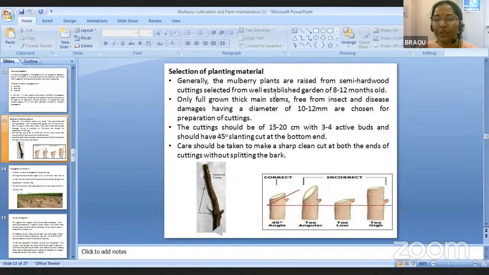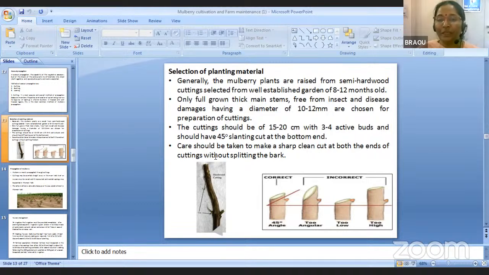You can just take that, and you cut a cutting of 10 to 12 mm diameter, and this should be at least 15 to 20 centimeters in height. You're going to take that size, almost the size of a big scale, close to 20 centimeters, with at least 3 to 4 active buds. As you can see over here, there are 3 to 4 active buds present. And as I said, a 45 degree slanting cut has to be done.